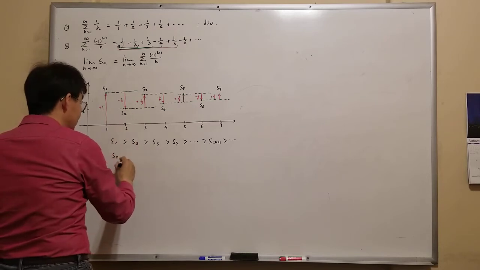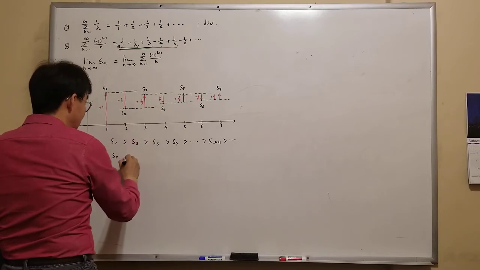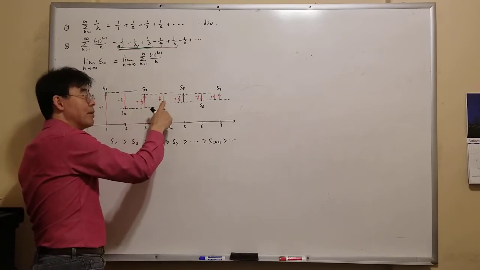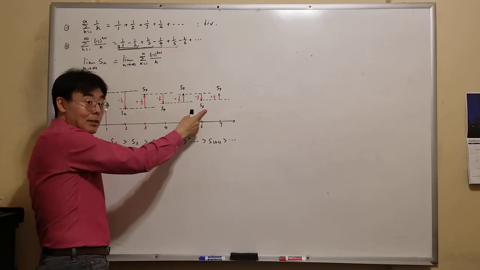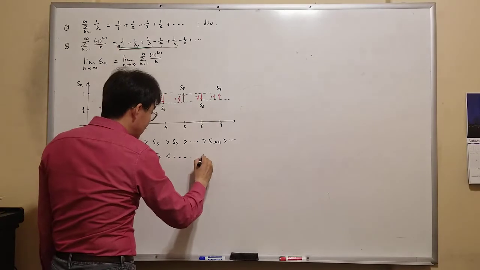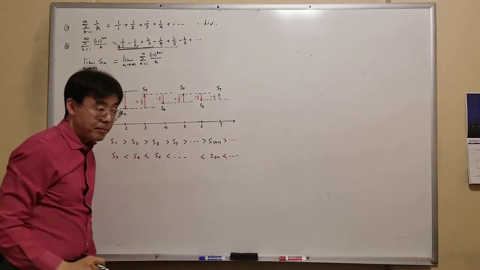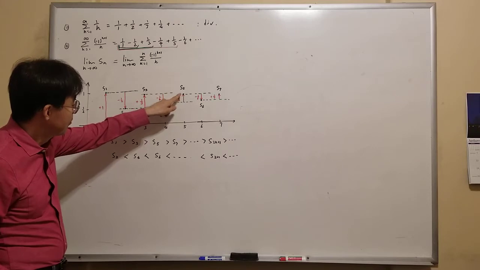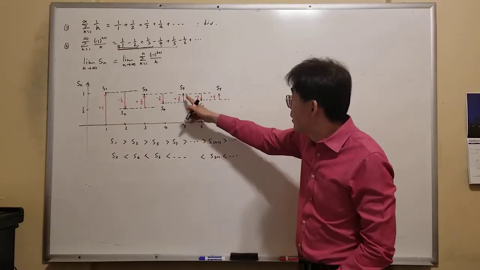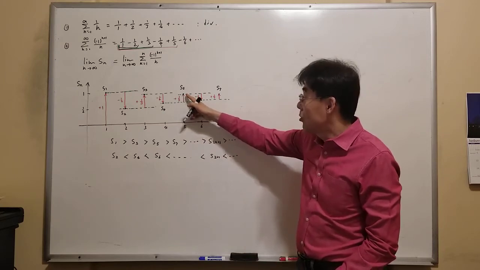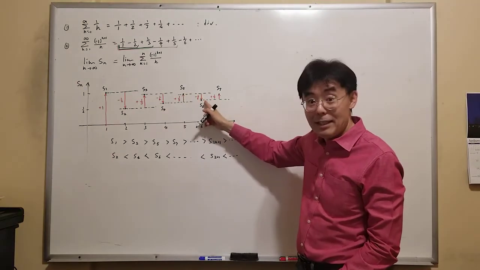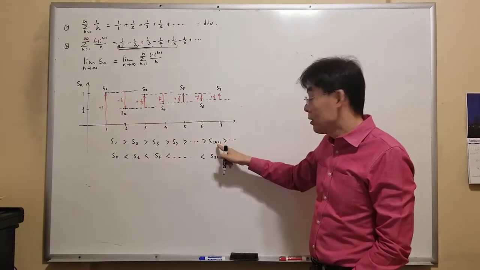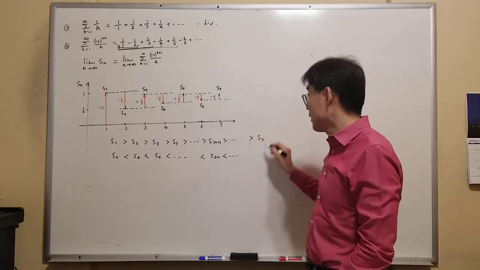Likewise, S2 is increasing. Every even term is increasing because of rise and drop, but not as much. So S4 must be higher than this. S6 must be higher than this. Now, every odd term is larger than the next even term, and the next even term is always greater than S2. So no matter what odd term you choose, this one is always greater than S2.